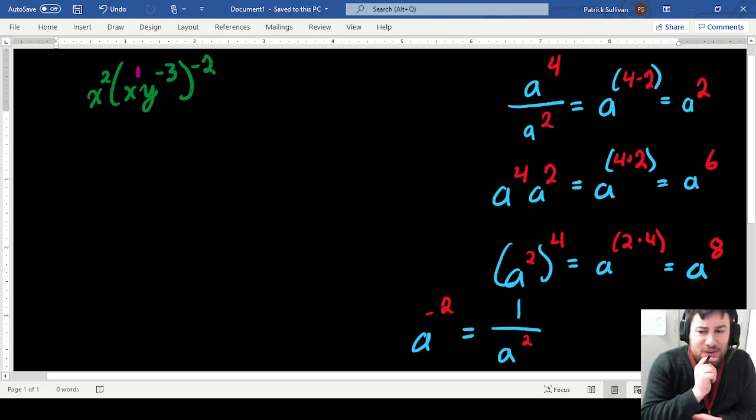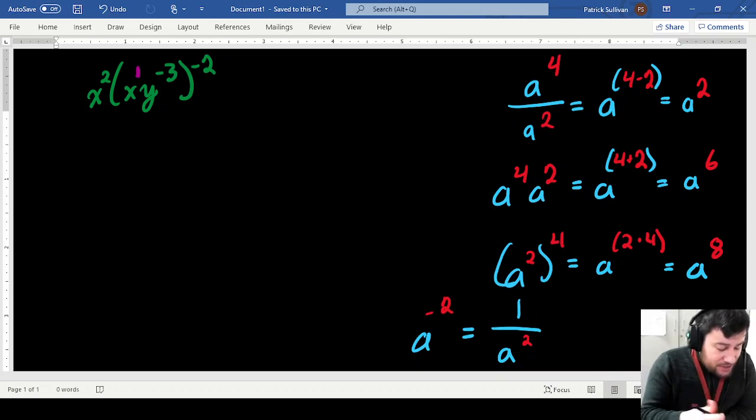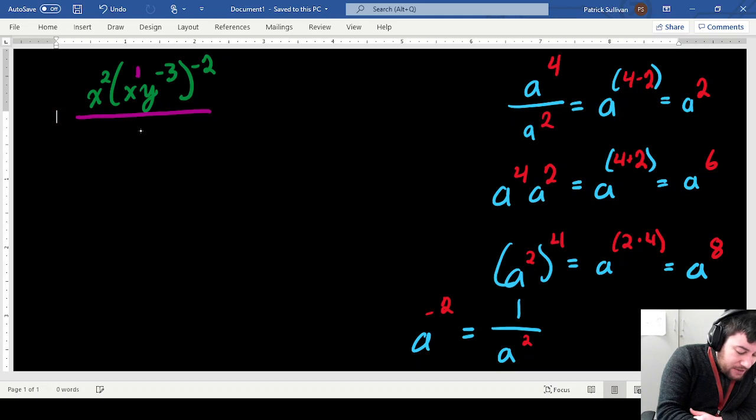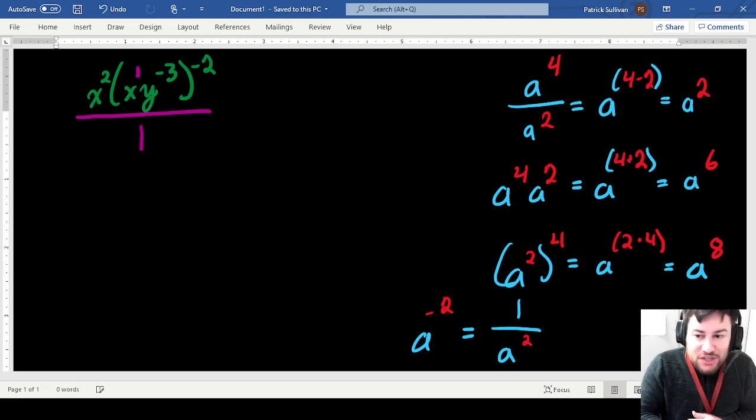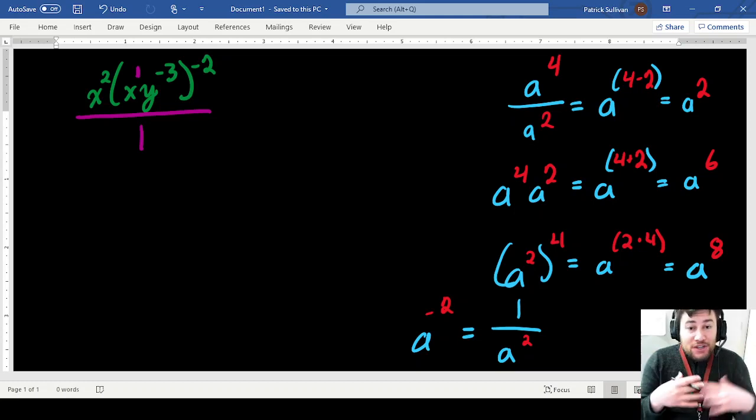And then the second thing I notice is that this is not currently expressed as a fraction. And you know me, I love fractions, so I'm going to go ahead and rewrite this as a fraction all over 1. Anything divided by 1 is equal to itself, so that's why that's a legal mathematical move.